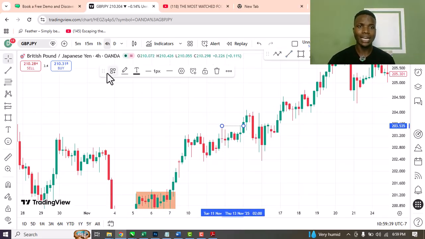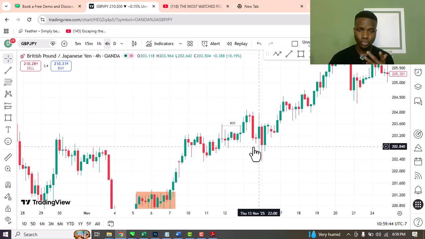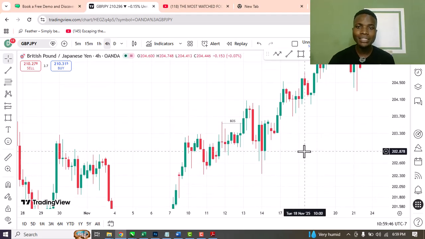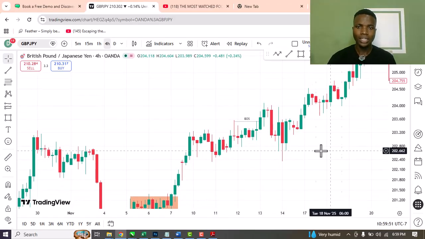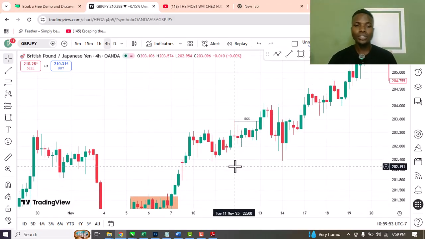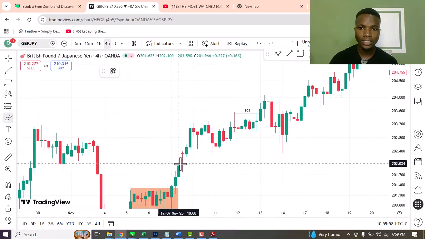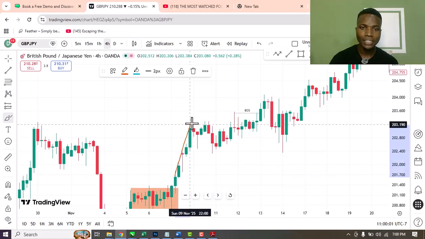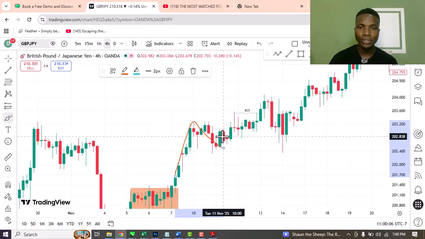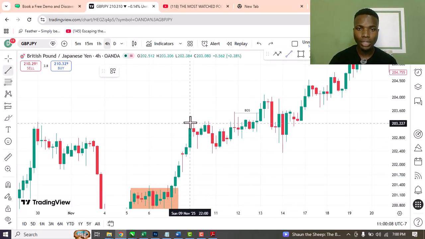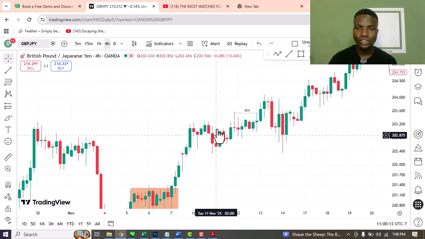Now traders, I want you to note this. What validates your break of structure is when a candlestick closes above the previous high. Now what do I mean by that? Let me say price creates a higher high and it created a higher low. There is a minor break of structure around here, but this is not a strong candle, so I cannot say that this is a strong candle.